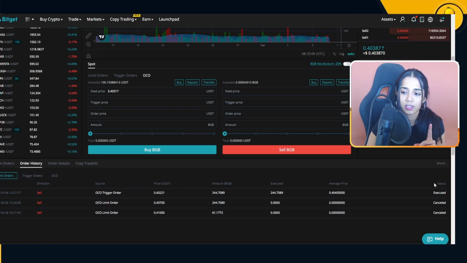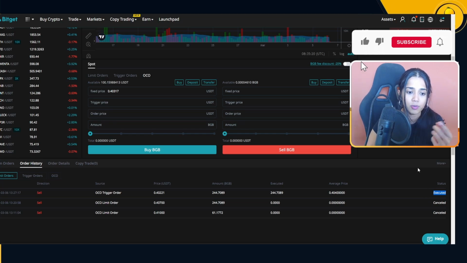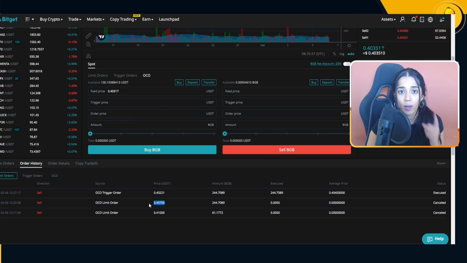And if you look at the status of that, that was the one that got executed. Now, because the stop loss got executed, what did I tell you was going to happen to all the take profit order? That one gets canceled immediately. If you look at the second row, you can see that was the OCO limit order, which was for 0.407. That was our take profit order, if you remember. Now notice the status of that. That got canceled. And that's why it's called one cancels the other. Because it was the stop loss that went through, the take profit order gets canceled immediately.